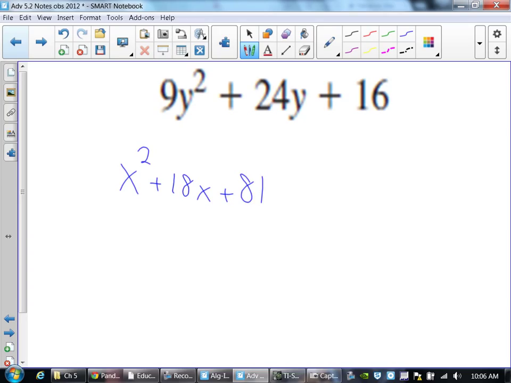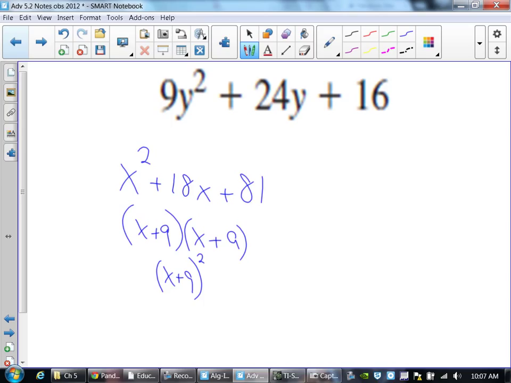Now, if you go through the long way, you'd ask what times what's 81 to get you 18, right? 9 and 9. First term's a perfect square, right? X squared is a perfect square. Is 81 a perfect square? Yeah. What's the square root of 81? 9. Double it. 18. Isn't that the middle? Yeah. It is. This is a special pattern. This is a perfect square trinomial.